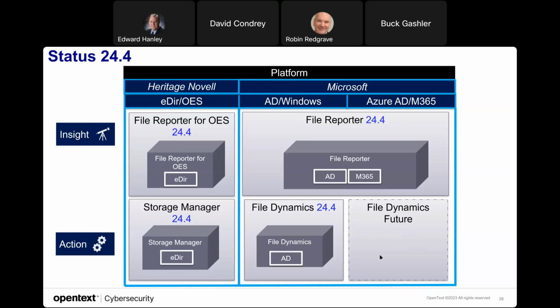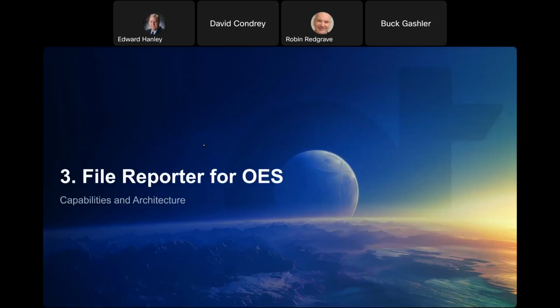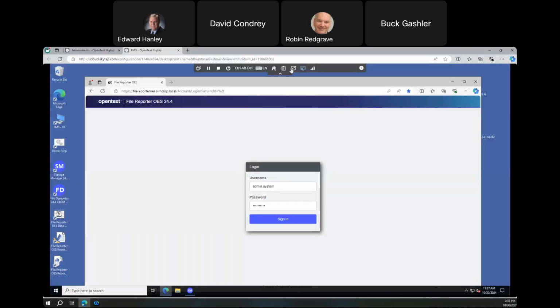We don't have an action engine yet. We have reporting against 365 and Azure AD, but we don't have an action engine for this yet, but it's coming. But staying focused here, for those of you who maybe don't even know what these products do, let's talk about what they do. So, File Reporter for OES. If I had more time, we would do a demo, but hopefully we can connect so that we can dig into this a little more than just this overview.